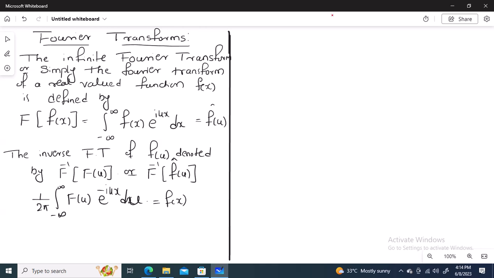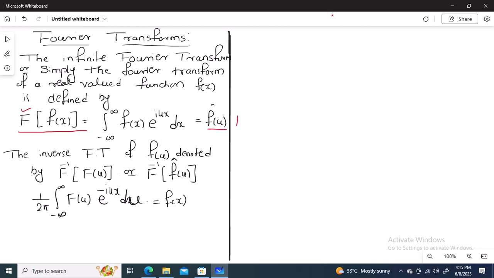The Fourier transform of any real valued function f of x is defined as follows. Here the capital F indicates the Fourier transform operator. F of f(x) equals the integral from minus infinity to plus infinity of f(x) e power i u x dx, provided this integral exists. Since it is integration with limits, we will get a result, and that result is usually in terms of u. So it is denoted by f cap of u.